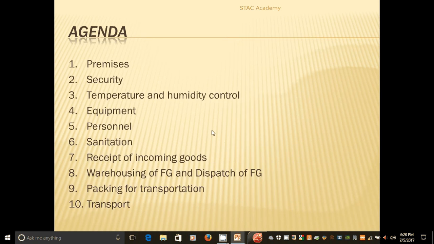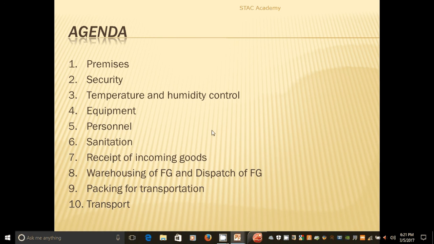Today we are going to discuss good warehousing practices, which ensure the quality and identity of finished products during all aspects of the distribution and storage process. Implementation of good warehousing practices is the responsibility of the warehousing head along with assistant staff.